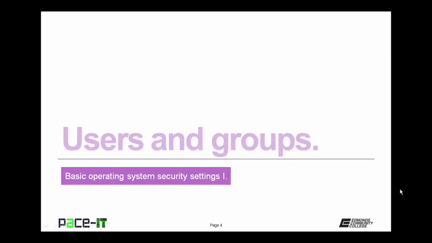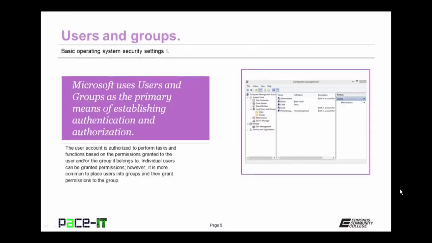We begin by talking about users and groups. Microsoft uses users and group settings as the primary form of authentication and authorization. The user is authorized to perform tasks and functions based on the permissions that are granted through the users and group settings. Individual users can be granted permissions, but it is much more common to place users into groups and then grant the group permission. It's a whole lot easier to manage that way than to manage each individual user.